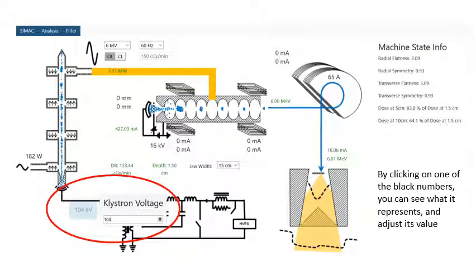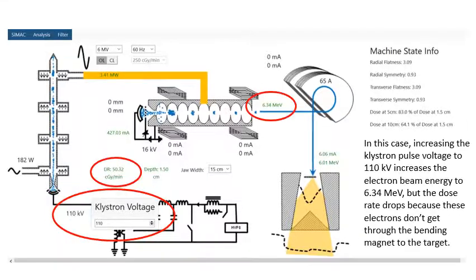If you click on one of the black numbers, you can see what the number represents, and you can also find a way of adjusting it. So in this instance, we changed the klystron voltage from 104 kilovolts to 110 kilovolts. The effect that this has is that it will increase the electron beam energy from 6 MeV to 6.34 MeV.